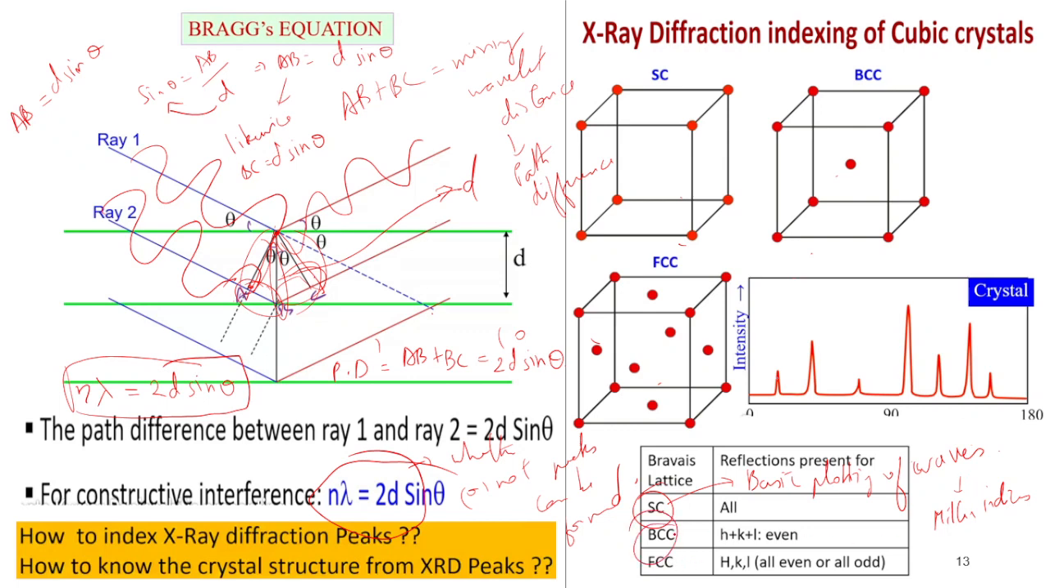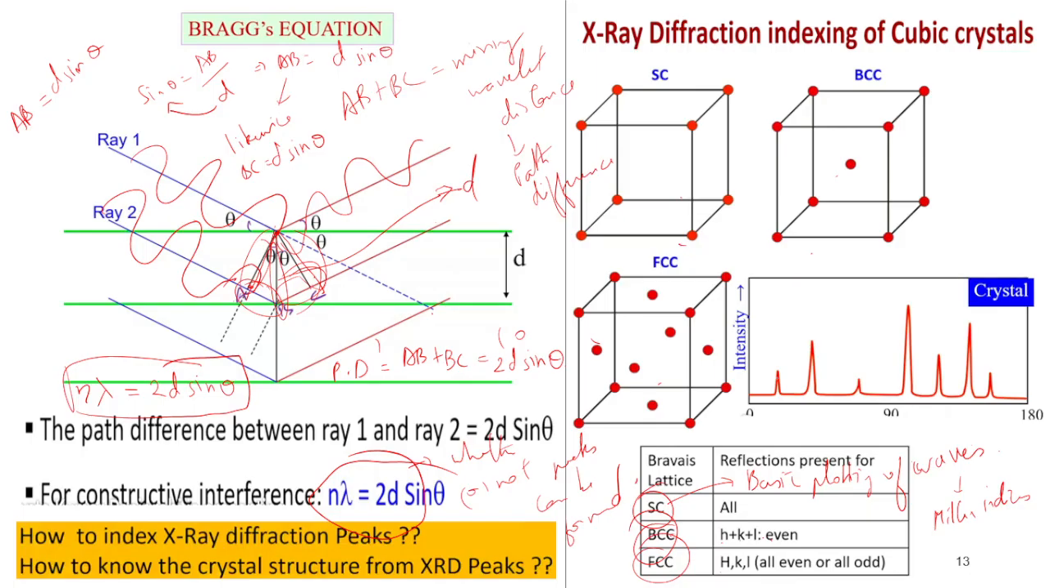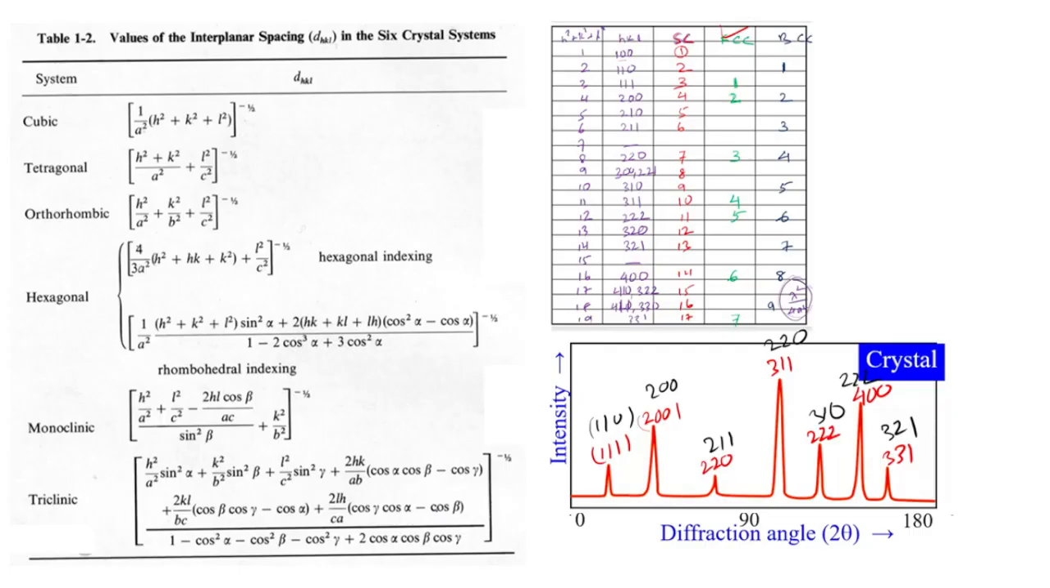For BCC, you have to add H plus K plus L, and that number should be even. For FCC, the H, K and L should either be all even or all odd. So we will come to that in the next slide. This is the value for interplanar spacing for the various crystal systems. Mostly you just follow cubic and hexagonal. So mostly the questions will come from either cubic or hexagonal. Others usually will not be asked.